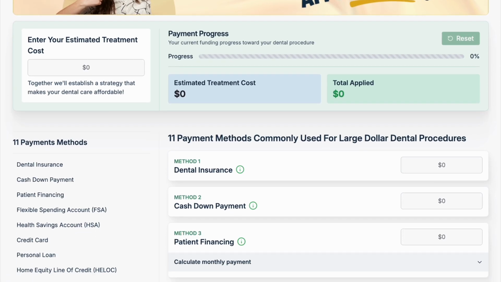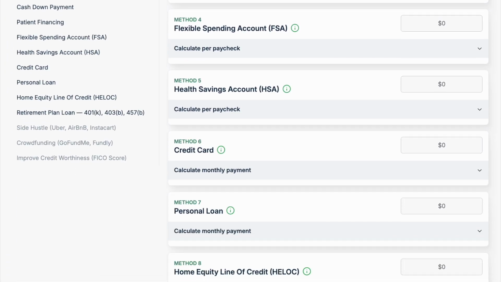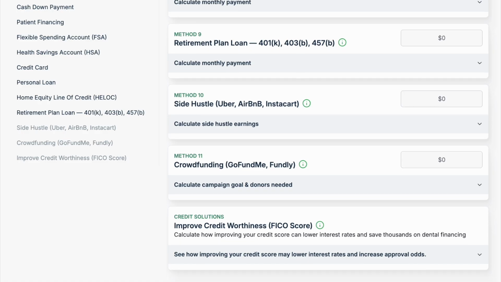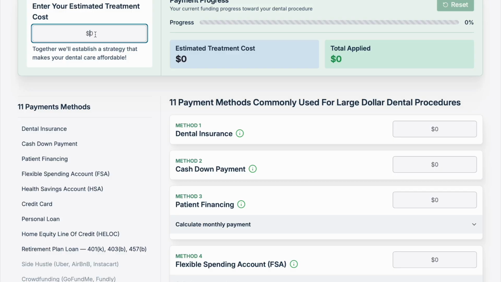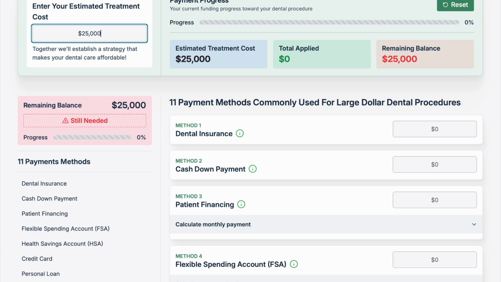The first step is to open the Case Closed Pro calculator and enter the total treatment fee. In this case, our hypothetical patient's fee for a maxillary full arch implant procedure is $25,000. Once we've entered the total fee of $25,000, the next step is to walk our patient through a few common methods that we know are used to pay for high-value dental procedures.